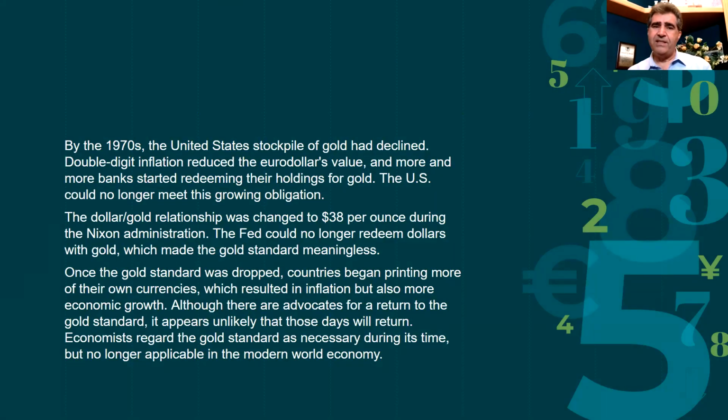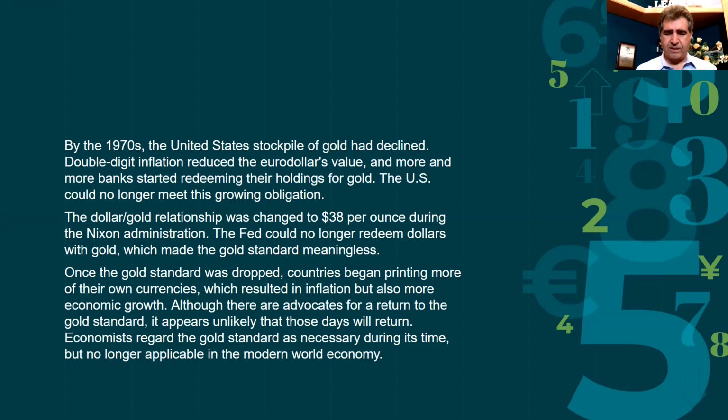Now, by the 1970s, the United States stockpile of gold had declined for 3 reasons, which we'll discuss again. Now, we had double-digit inflation, which reduced the eurodollar's value, and more banks actually started redeeming their holdings for gold. So what happened, the US could no longer meet its obligations. So here we go, the dollar-gold relationship was changed to $38 per ounce during the Nixon administration. A lot of things happened during the Nixon administration. So the Fed could no longer redeem dollars with gold, which made the gold standard meaningless.